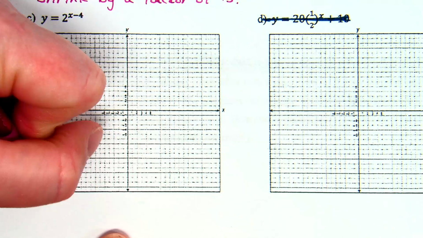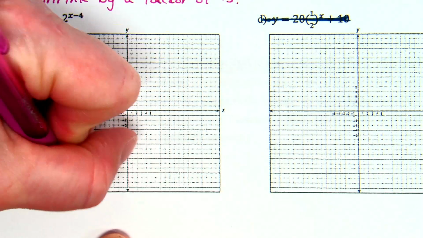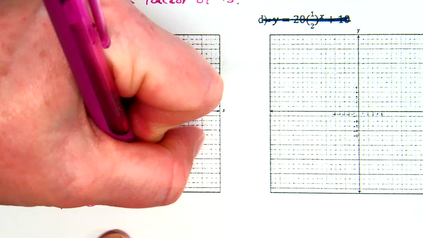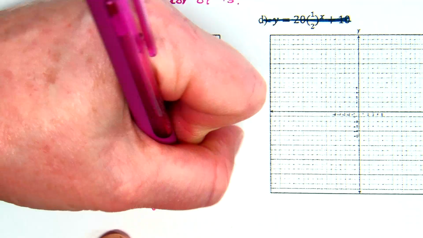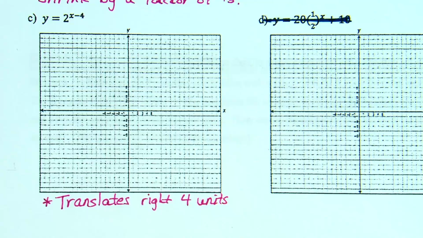I'm going to use the official word and say translates right 4. I guess officially I should say right 4 units. You could say shifts right 4. You could say moves right 4. Just my pet peeve, don't just say right 4. What are you doing right 4? Okay?